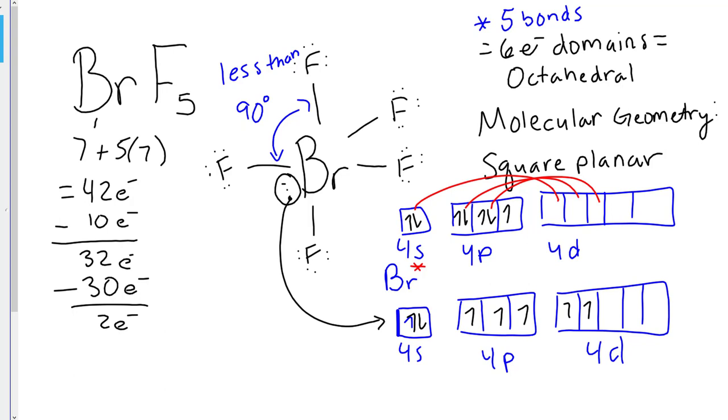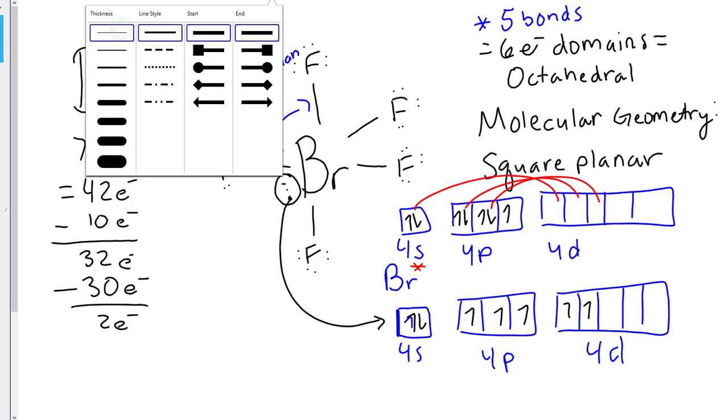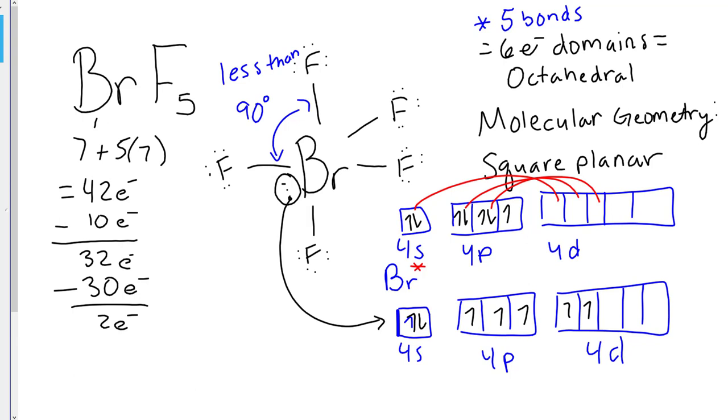What's our next step? Step one was to promote until you have as many half-filled orbitals as you have bonds, and we've done that. What's the next step? Just the S and P's? How many do I need to do? All of the ones that have any electrons? Because I need six. I need six electron domains, which means I need six hybrid orbitals. So here's one, two, three, four, five, six. That's how many I need to hybridize, because I need as many hybrid orbitals as I have electron domains.